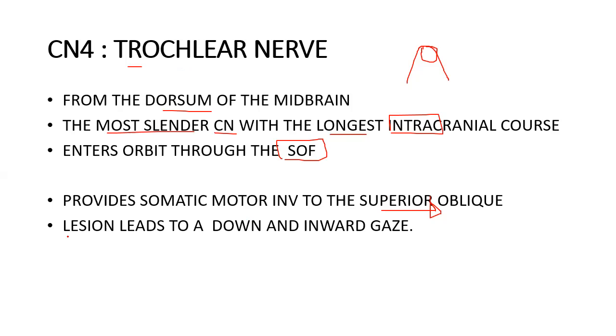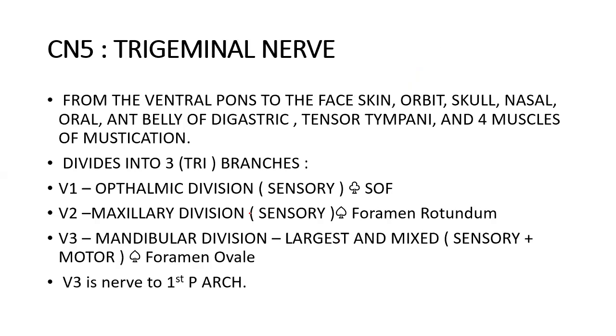Then lesion of this one leads to a down and inward gaze. So you understand more of this when you talk about the movements that are created by the extraocular muscles. So remember, this one is down and inwards, right? Down and inwards. Now, cranial nerve number 5 is the trigeminal.